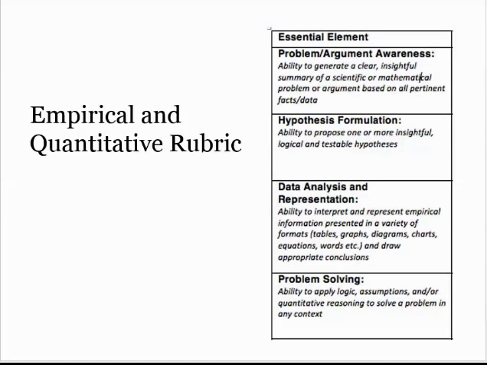Now, if you take a look at the rubric here for empirical and quantitative skills, you can see this kind of problem fits very nicely. You've got the problem and the argument awareness, and you've got the ability of the student to generate some kind of summary of the scientific or mathematical problem that's at hand based on pertinent facts and data. The data is, of course, self-generated from the experiment itself. They can formulate a hypothesis, right? I can hypothesize about why the people are behaving the way they are.